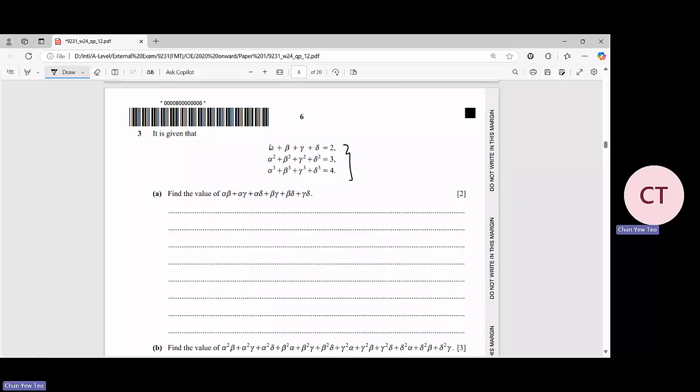We are given these three equations: alpha plus beta plus gamma plus delta equals 2. Alpha squared plus beta squared plus gamma squared plus delta squared is 4. And alpha cubed plus beta cubed plus gamma cubed plus delta cubed is 4. So this is the information given. For the first part, they want you to find the product of the 3 roots. For this question, we will use this result: alpha squared plus beta squared plus gamma squared plus delta squared is actually (alpha plus beta plus gamma plus delta) squared minus 2 times the sum of the pairwise products.